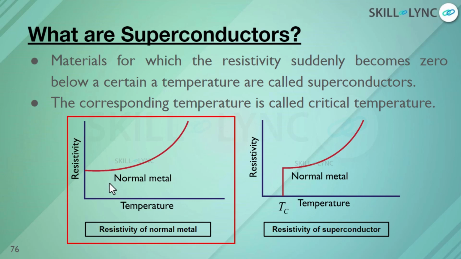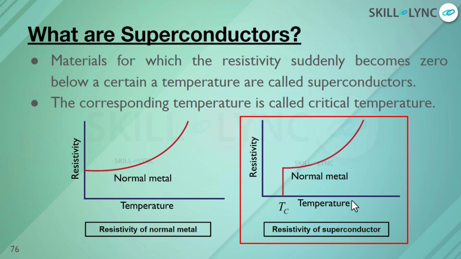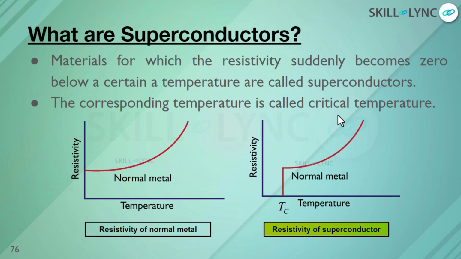Here, this is the graph of a normal metal. As the temperature goes down, the resistivity goes down, as we can see, but it never goes to zero. This is the behavior of a normal metal. In the other graph, we can see that as the temperature goes down, there comes a point where the superconductor is believed to have resistivity of zero. The temperature at which they possess this property is called the critical temperature, and so these materials are called superconductors.